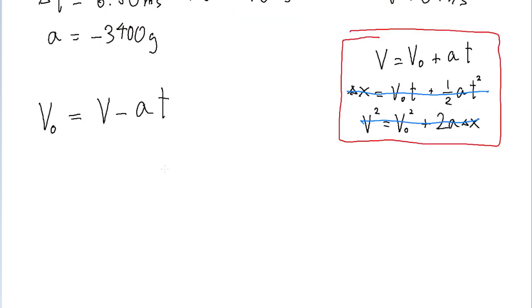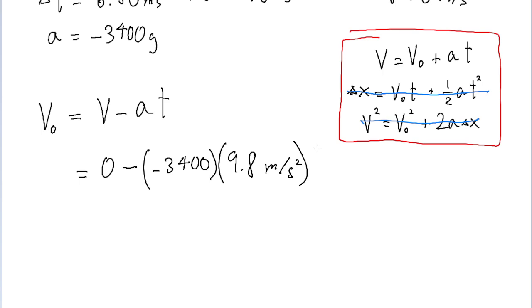So this is the equation we're going to want to use, so all we have to do is plug in the values that were given to us in the problem into this equation. The final speed, as we discussed earlier, is 0 meters per second, minus a, which is negative 3,400 g's, so that's negative 3,400, multiplied by the acceleration due to gravity, which typically has a value of 9.8 meters per second squared. And then we multiply this by the time, in seconds. So we multiply by 6.5 times 10 to the power of negative 3 seconds.